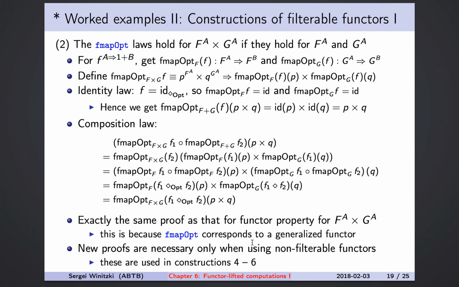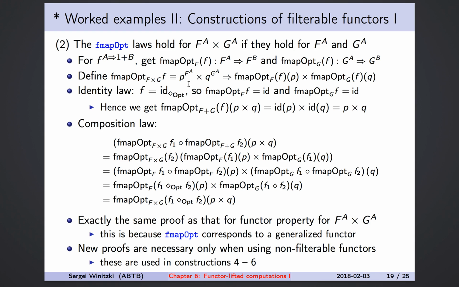So let us look at some of these constructions in detail and see how the laws can be satisfied. So take the construction of product. If the laws hold for the two functors, so they're both filterable, then let's do fmapOpt. How do we define fmapOpt for the product functor? So we have fmapOpt for the f and fmapOpt for the g. We have them, and now we need to define fmapOpt for fg.